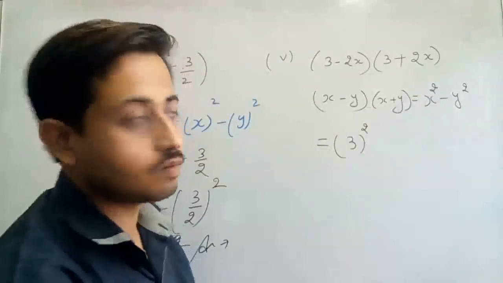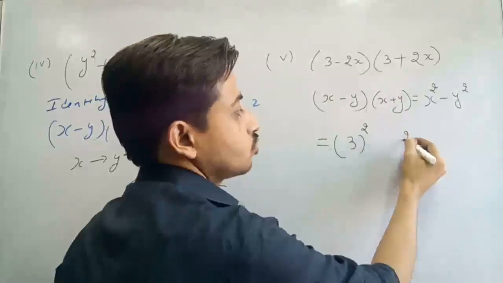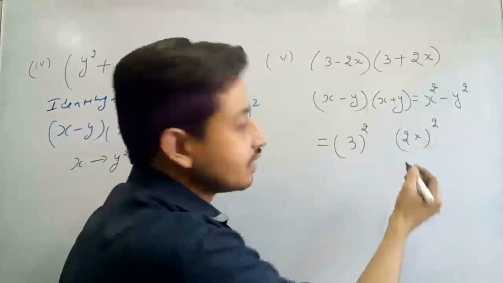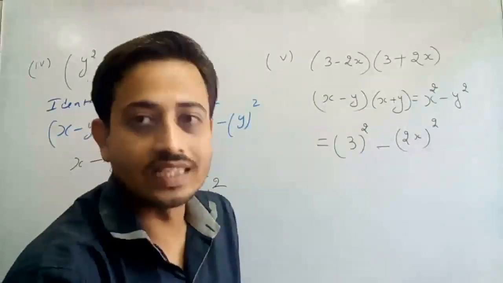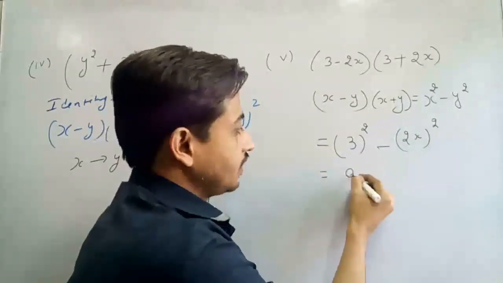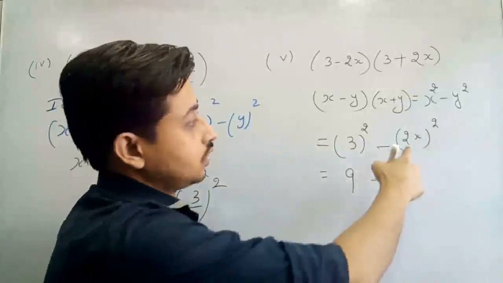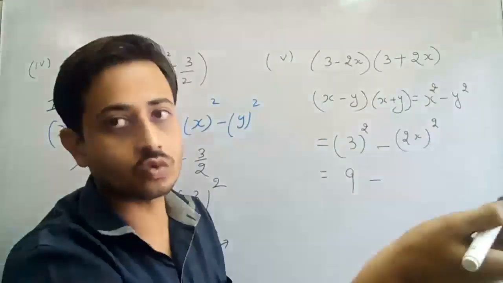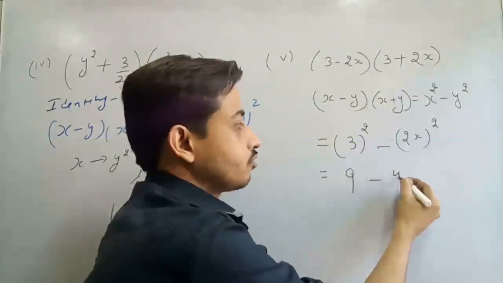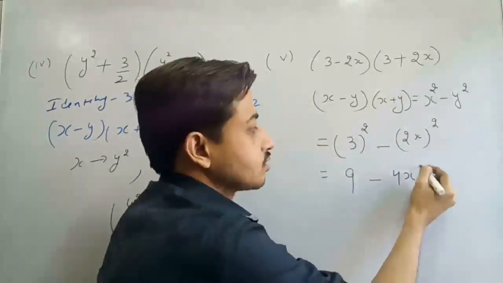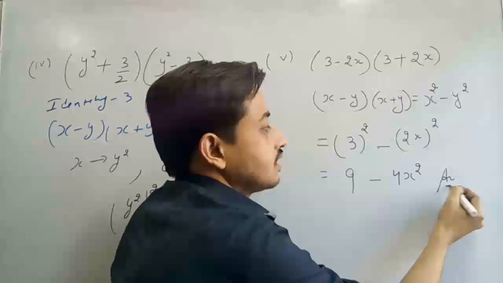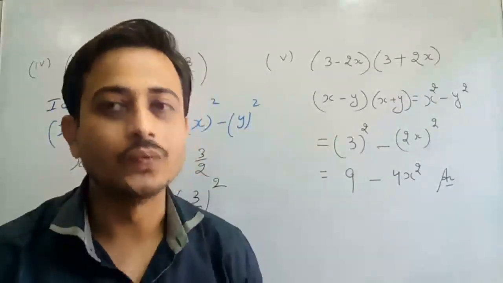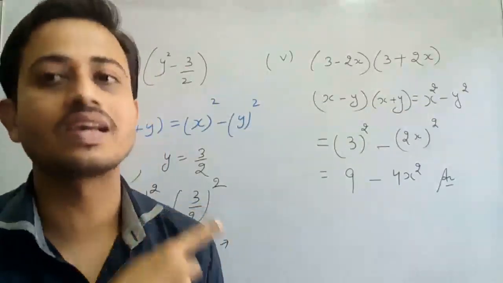Now what is the second term? The second term is 2x, so I am writing 2x square. And the sign between them is negative. So 3 into 3 we get 9. Now 2x square means 2 square multiplied with x square. So 2 into 2 we get 4, x into x we get x square. So the answer is 9 minus 4x raised to the power 2. So it's very easy, please make a note.